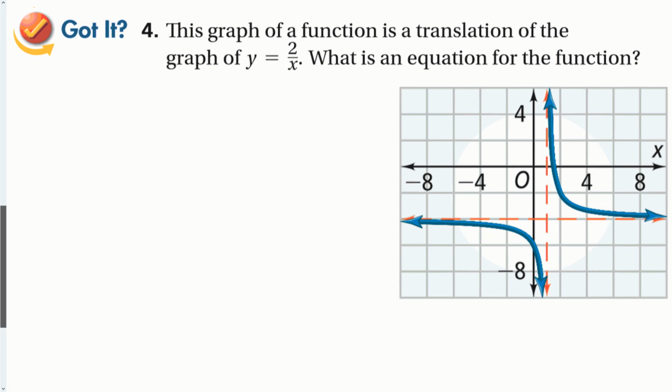Let's try that again. So here, again, we're starting with y is equal to 2 over something. I just need to decide what is h and what is k. Since these are going by 2's, we're going right 1, so that means I want a -1, and I'm going down 4, so that means over here I want a -4. And there's my function.